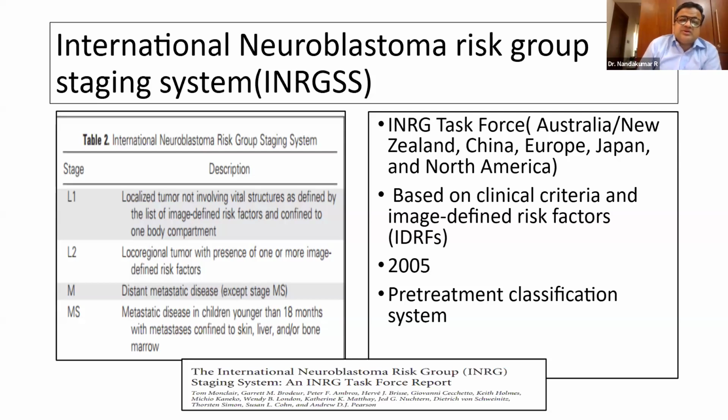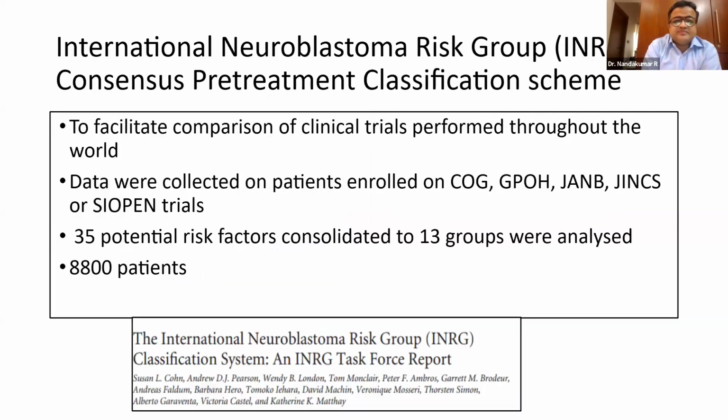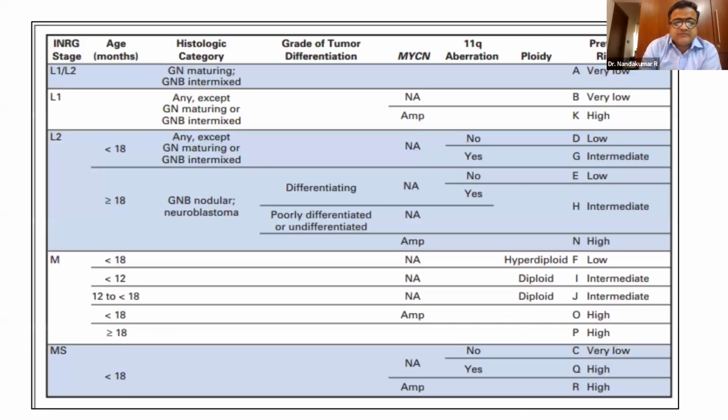And M disease is when you have distant metastasis, and MS is a very special category wherein you have infants less than 18 months who have mets to the liver, the skin and the marrow, yet have a good biology. Hence, they can be observed without requiring much chemotherapy unless they present with life-threatening symptoms. So based on this, you have an INRG risk stratification.